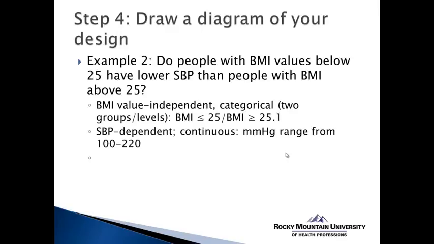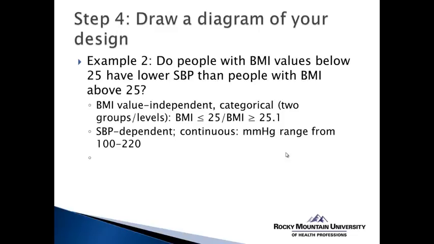So we look at our variables. We have BMI, or body mass index value, which is our independent variable. This is what we're using to categorize people. So it's a categorical variable. It's our independent variable. And we have 2 groups or levels, people with BMI below 25 and people with BMI above 25. Our outcome variable is dependent. The dependent variable is continuous as well, blood pressure, which has a particular range that we are used to seeing or expect to see. So how to diagram this?